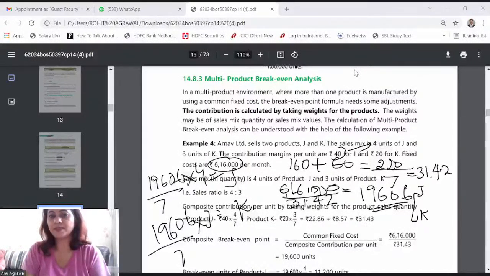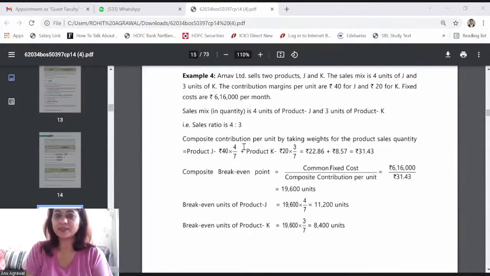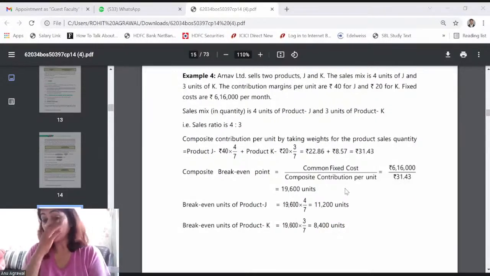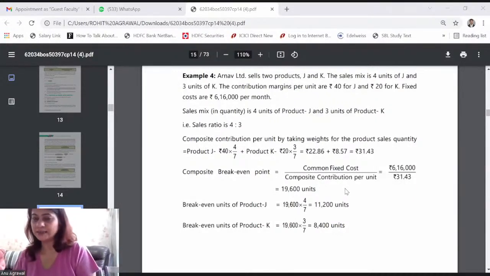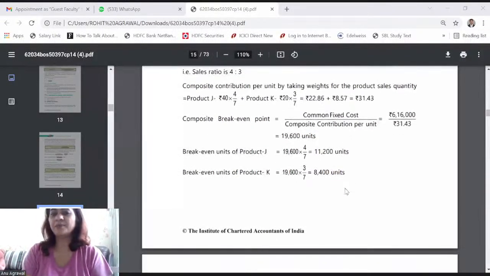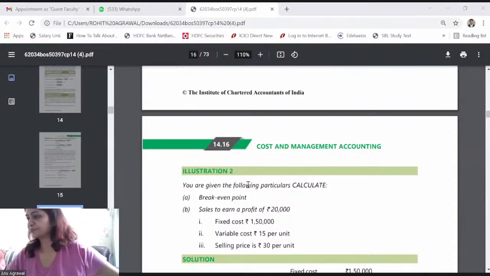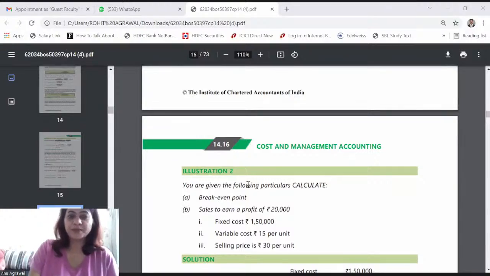So, let's see how ICAI has done it. They've done the same thing. 40 into 4 by 7 plus 20 into 3 by 7 comes out to be 31.43. They say they have rounded it off. It was 19,606. They rounded it off to 19,600 and then they just divided it between J and K. Yes? Can all of you do illustration 2 for me? Okay. Let us all do illustration 2.